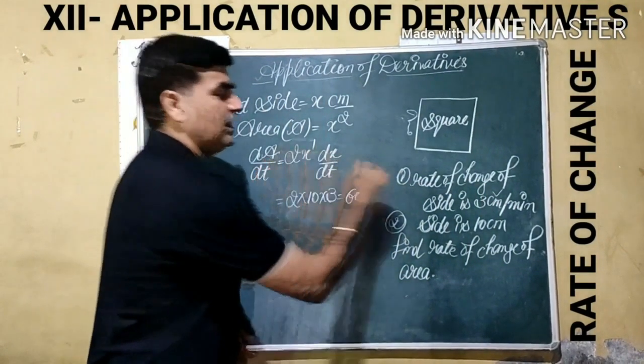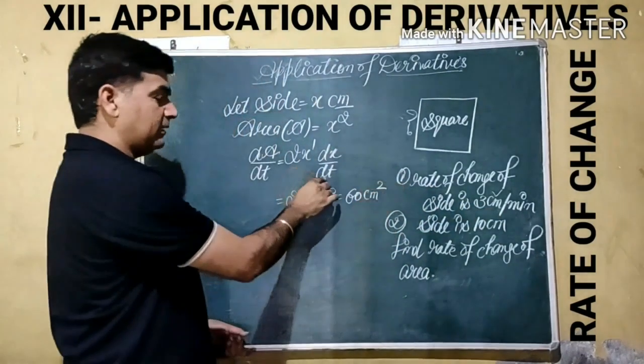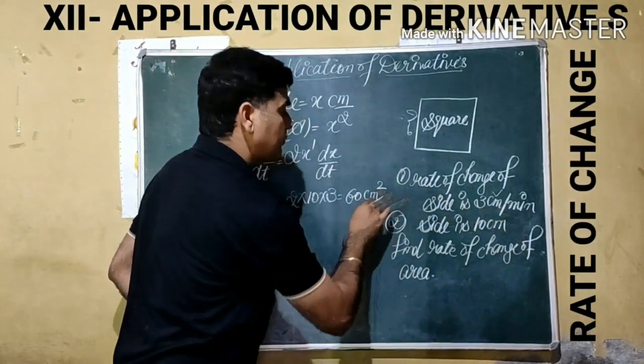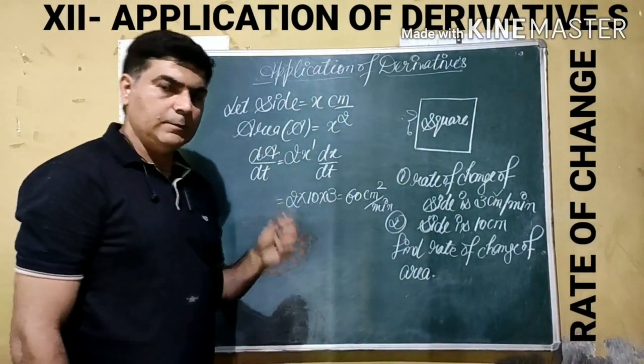The area unit comes from this indication, square of centimeter. Time is already indicated here, minute. So the answer comes out as 60 centimeter square per minute.